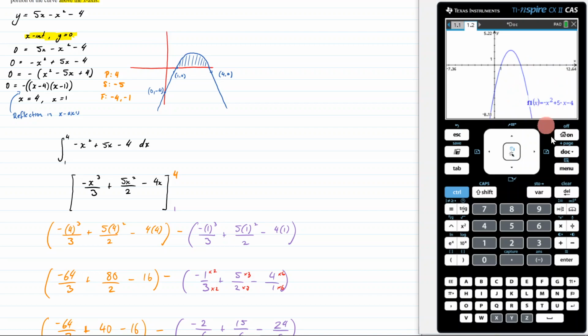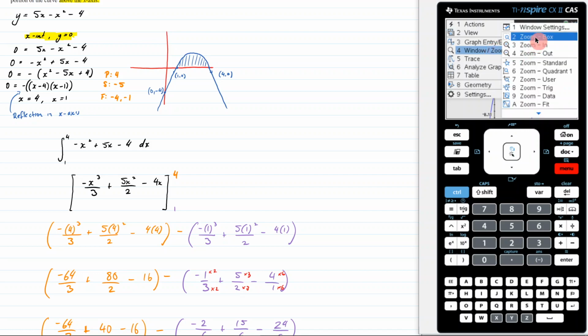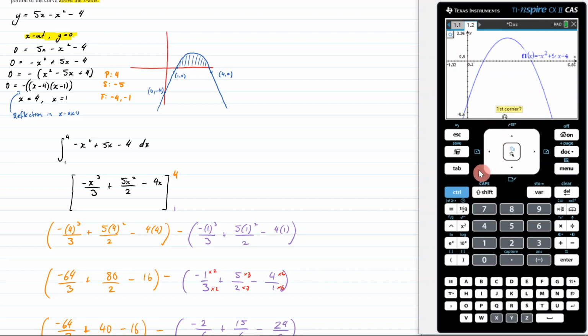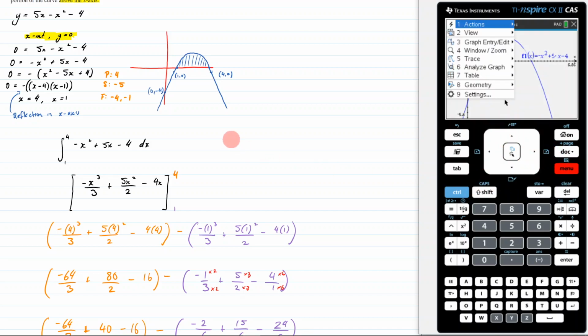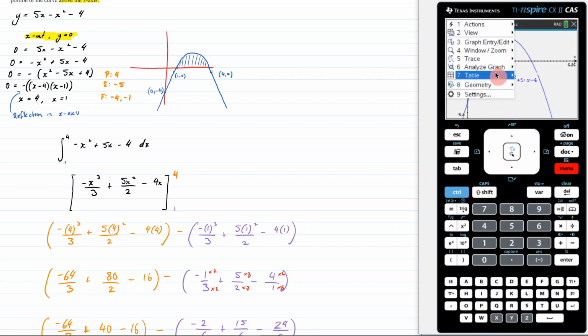And as you can see, this is the graph that we were given before. Actually, let me just zoom in a bit here. Let me come to the box. Let me just zoom in like that. Now I know my points are from 1 to 4, right? That's my x-intercepts. Let me get rid of that. I can go menu, I can go analyze graph, I can go integral.